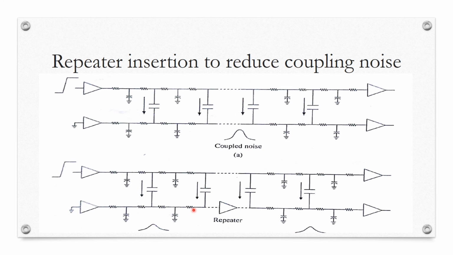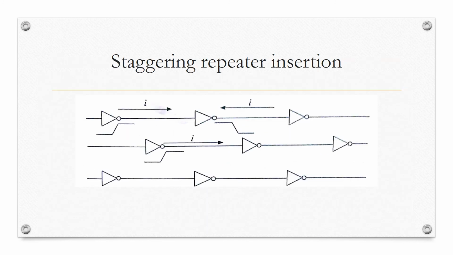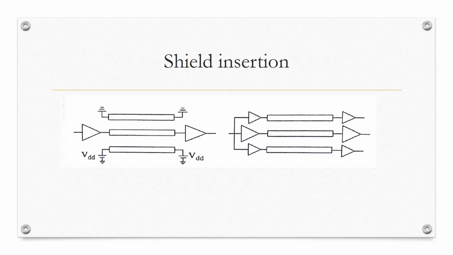Repeater insertion is shown here, which improves the noise, and this is staggering of the repeaters. You can see here the repeater buffer is inserted between these two, right? So here also, in the middle of these two, will be the buffer insertion. Here also, if you see, the buffer is inserted in the middle of these two buffers. So this will improve the performance further.